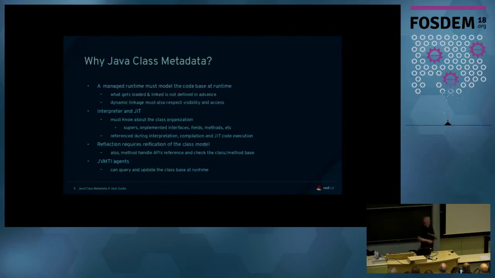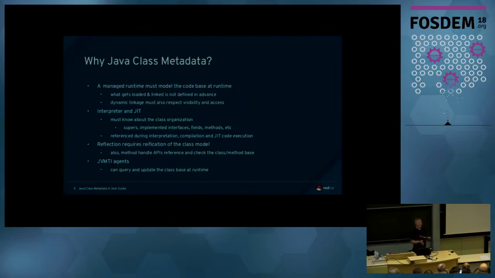And why do you need that? Well, if you're running a managed runtime with dynamic class linking and loading, you've got to know what classes are in there in order to link other classes into them as you load them. And you've got to respect their visibility and access. So you need a model of the class base and the methods. The interpreter and the JIT need to know about the class model because you can't run an instruction like checkcast without taking some object, working out which class it belongs to, and then working out where that sits in a class hierarchy. So it's needed for execution.